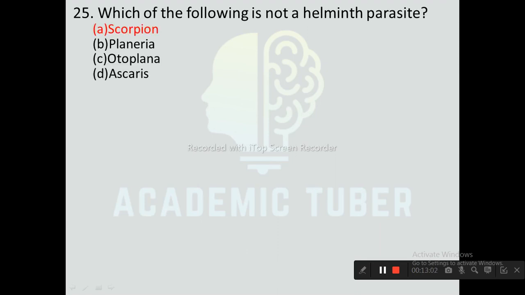Next one, which of the following is not a helminth parasite? And the options are Scorpio, Planaria, Autoplana, Ascaris, and the correct option is Scorpio. Scorpions are arachnids, which belong to phylum Arthropoda.